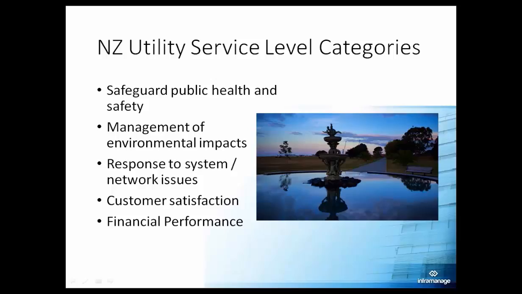So you've got the public health and safety ones, so that's the quality of your water. Then the management of environmental impacts, so the discharge of contaminants, or with wastewater, the discharge of wastewater, where you'll have permits or impacts. There's a group of service levels around response to system and network issues, so how do you respond to breaks or blockages in a wastewater system, how fast, what sort of measures do you have for time on site, time for restoration. There's a whole group around how satisfied the customer is with the service you're providing, and then the financial performance ones are basically bang for the buck. How much does it cost? Do I get good service for that?